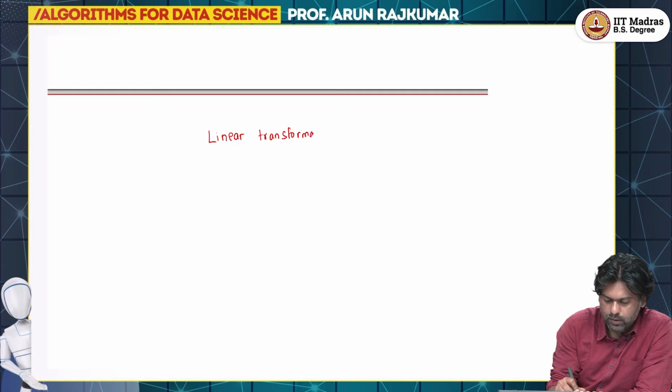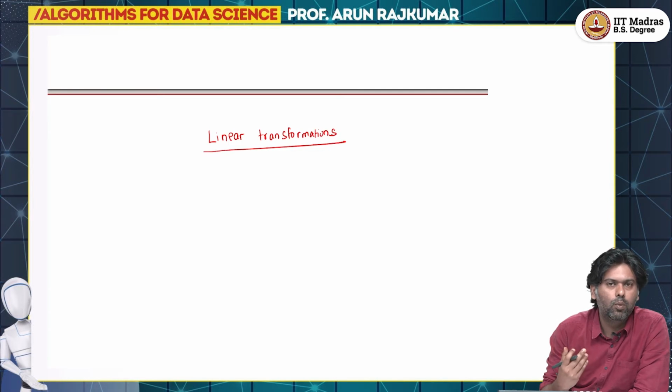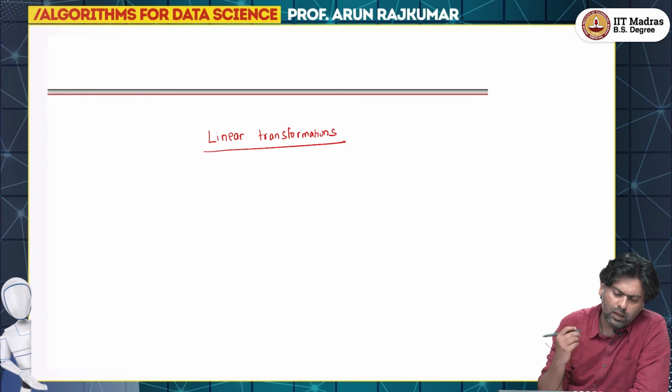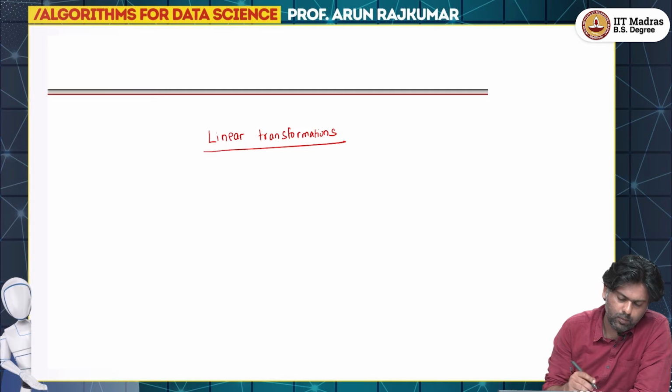Linear transformations, which all of us are aware of. Linear transformations are just matrix multiplications, right? So that's all linear transformations are. So what kind of a map are we talking about?